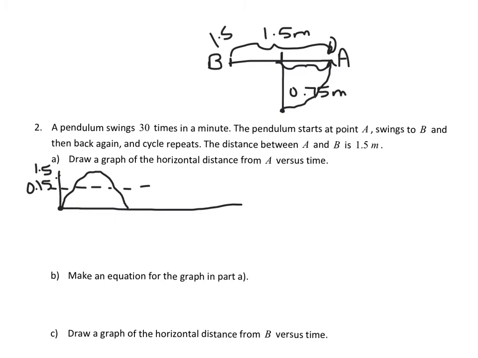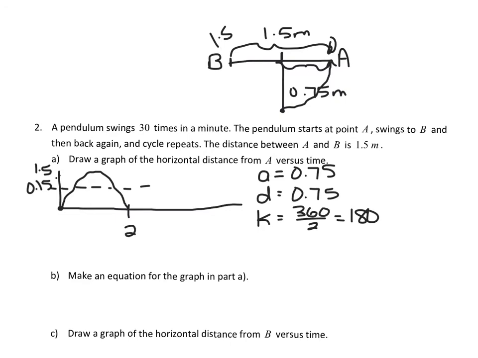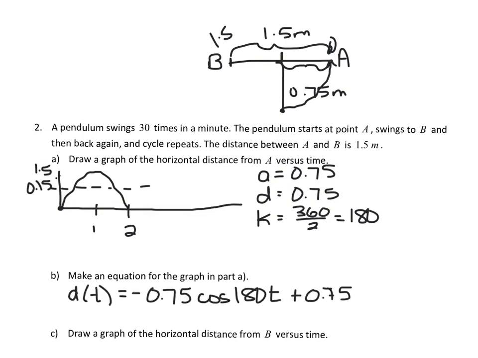However, we still are starting at a minimum, so it's still a negative cosine curve. Now remember, it takes 2 seconds for our interval to happen, and so that means that our K value is 180. And so now we can make our equation for this graph in part A. We'll call this distance versus time. And so d of t from point A, presuming that we start at point A, will be negative 0.75 cosine of 180t plus 0.75.